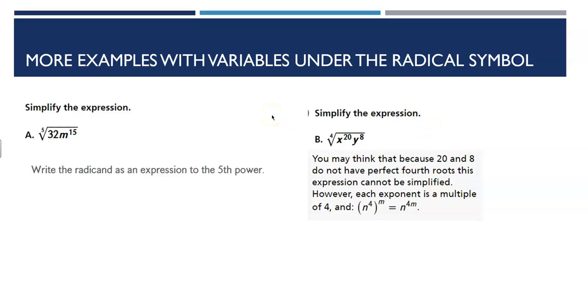Now we're going to put variables under the radical, and I'm going to show you a little trick here. There's different ways to do it. I want to show you why we're doing it the way we're doing it. If I can rewrite what's under here to a 5th power, then I can simplify it a lot easier, right?